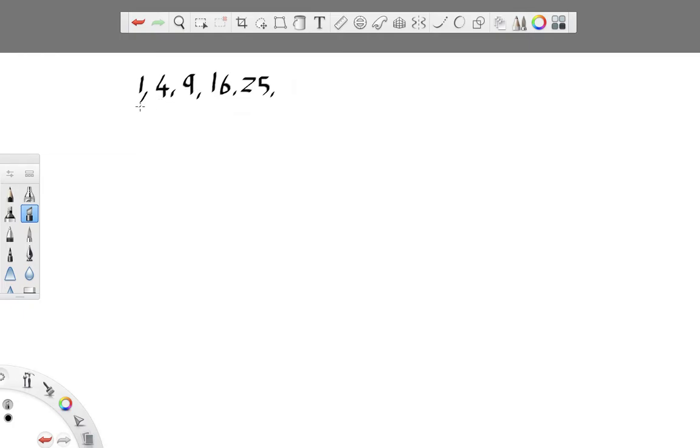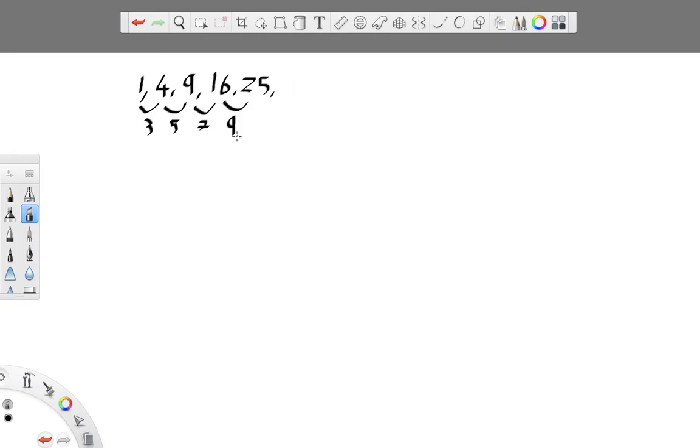Well, we can see here that the difference between 4 and 1 is obviously 3. The difference between 9 and 4 is 5. The difference between 16 and 9 is 7. The difference between 25 and 16 is 9. So as you can see, unlike our linear sequences, the sequence doesn't go up by the same amount every time. They go up by different amounts, so 3, 5, 7 and 9. So that's what the difference is.